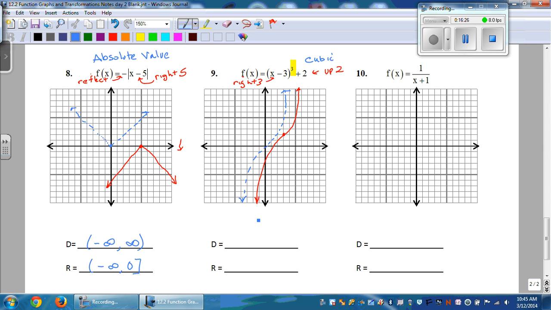The domain for the red line looks like it's going to the left forever and to the right forever, because it's going to keep gradually going to the left, gradually going to the right. For the range, it's going down forever and it's going up forever. So it goes from negative infinity to infinity.